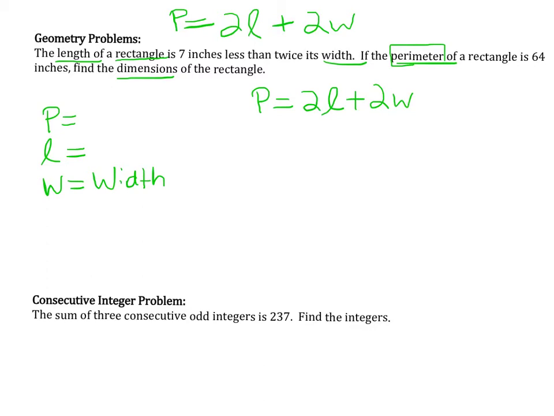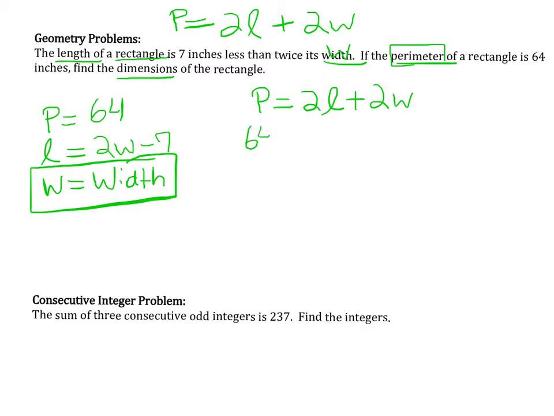Okay. Now that I know my width, it says that the length of the rectangle is 7 inches less than twice. So length is, there's my equal sign, 7 inches less than twice the width, which is W. So if I take twice my width and subtract 7, that'll give me 7 inches less than twice the width. It says if the perimeter of the rectangle is 64 inches, well, they explicitly give me that P is 64. I want to find the dimensions. And so what I'm going to do is substitute these things in, keeping in mind that W is my variable for width.